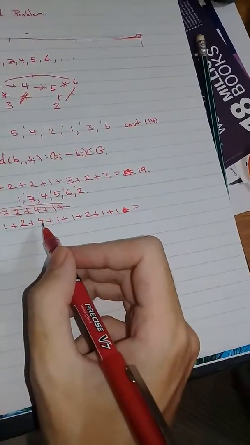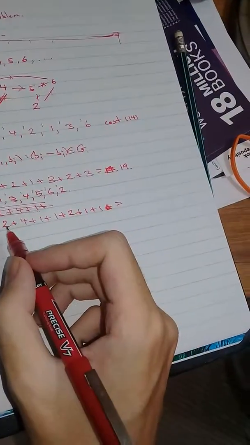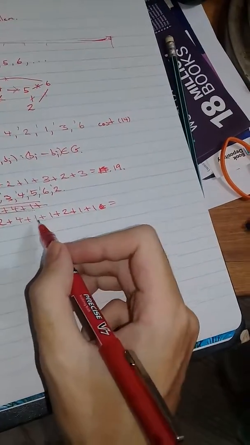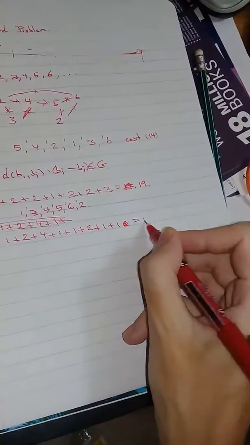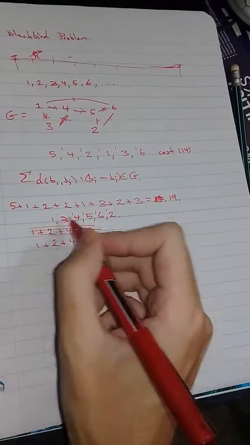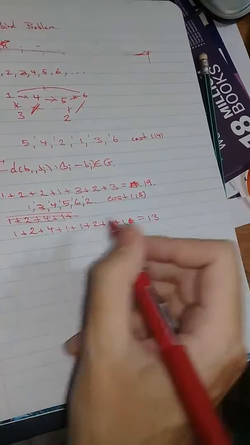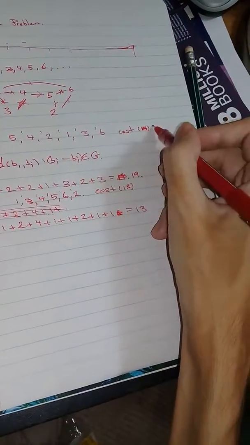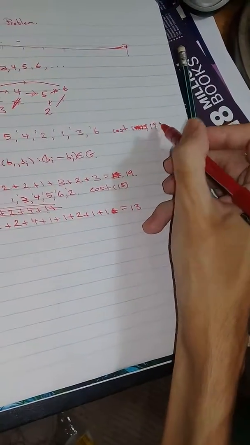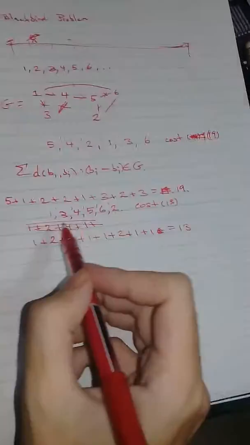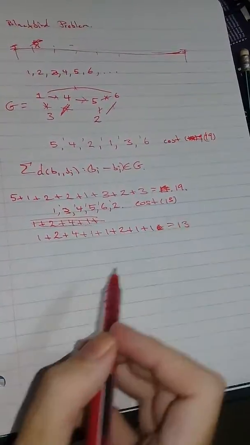And the total sum is 3, 4, 5, 6, 7, 8, 9, 10, 11, 12, 13. So in fact, this here has cost 13. This one has cost 19. So you can see, just by rearranging some of the numbers, we've reduced the cost.